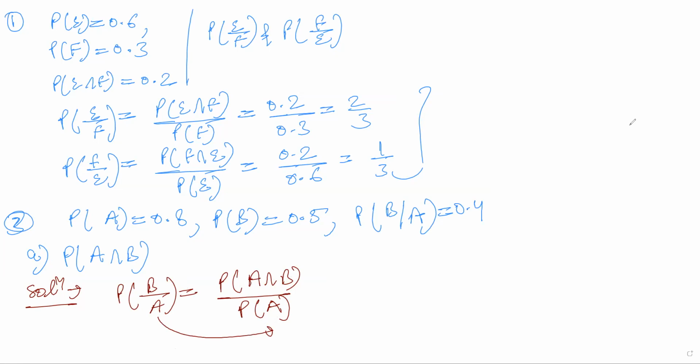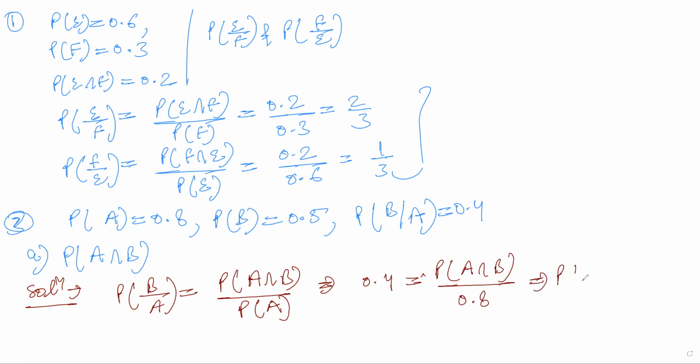And we have been given certain things about this. So how can I use this information in the given formula? So 0.4 is equal to probability of A intersection B divided by 0.8. So probability of A intersection B is 0.4 multiplied by 0.8, which is 0.32.